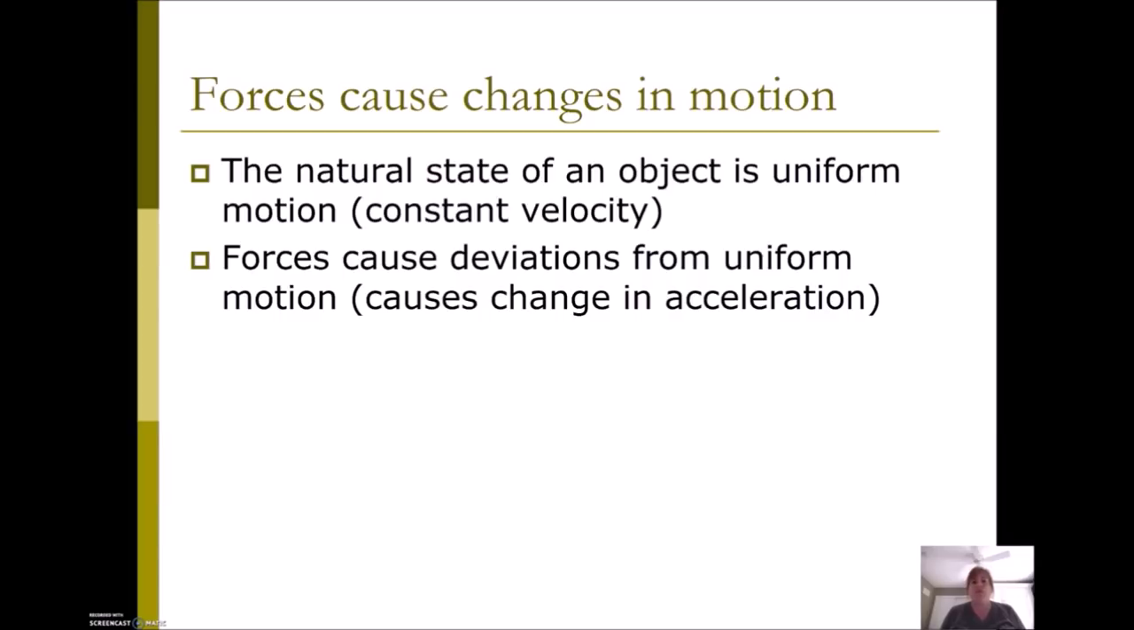When there is a net force, it causes a deviation from uniform motion, which means that it actually causes an object to accelerate. In fact, let's take a look at a force example by watching these cars.